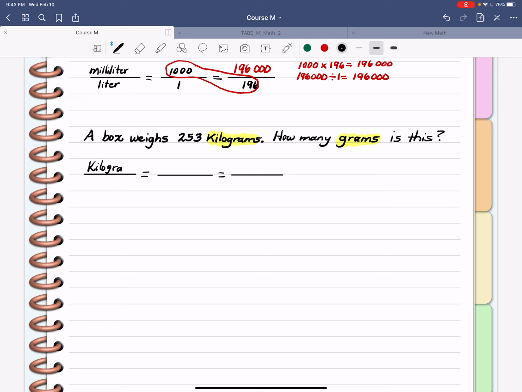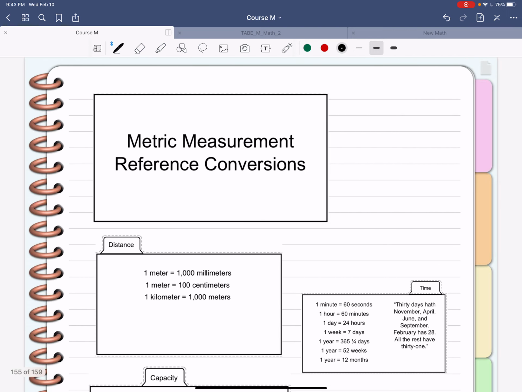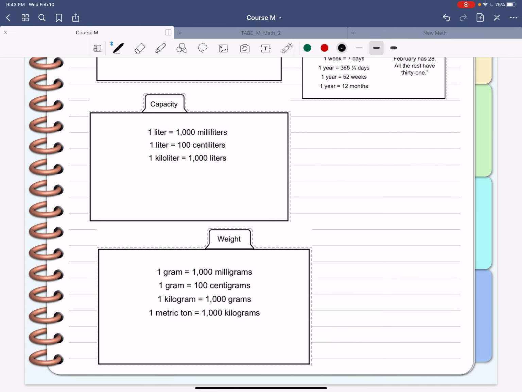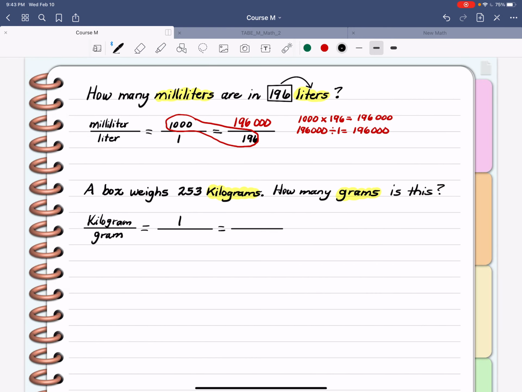Kilogram and gram. The next one is the reference ratio. So let's look back over here. We're looking at weight this time, so it's not liters. It is down here in the weight category, kilogram and grams. 1 kilogram, 1,000 grams. And then you go back and get your number, which is the 253.